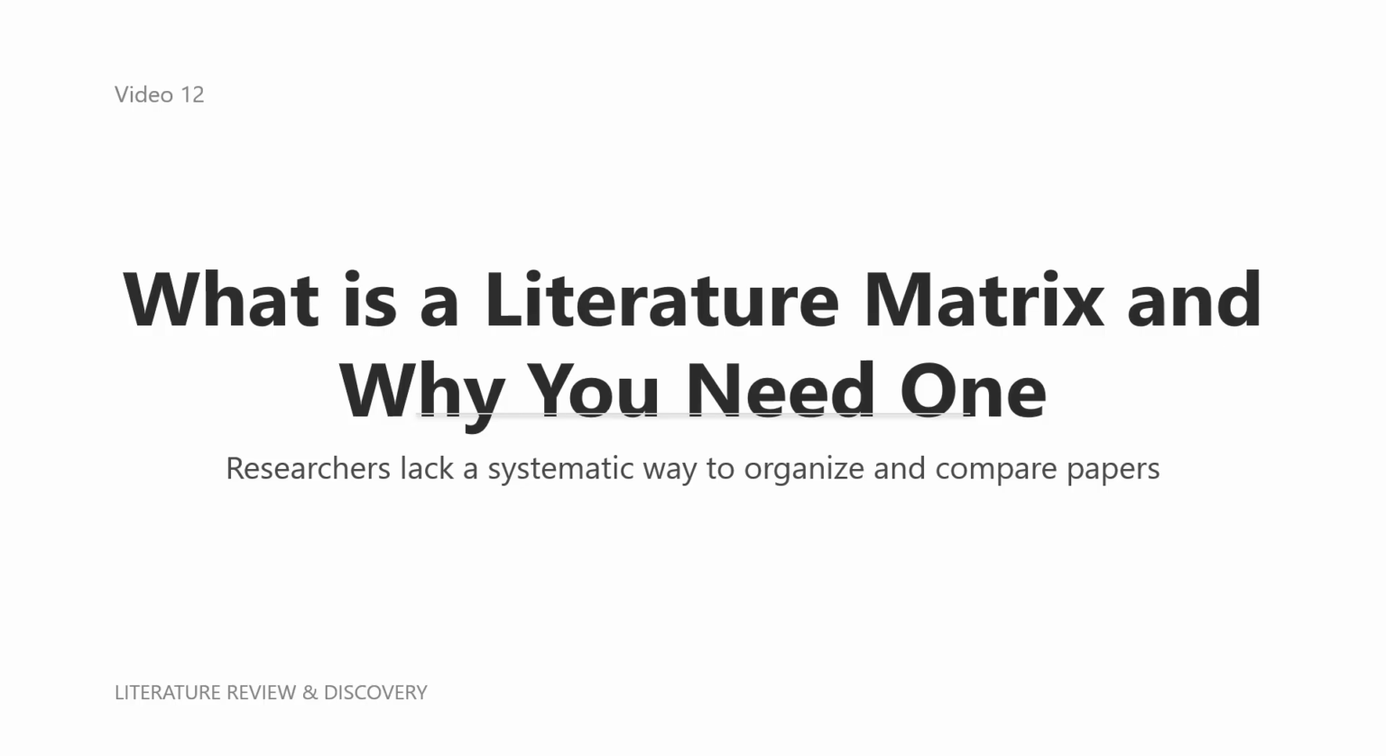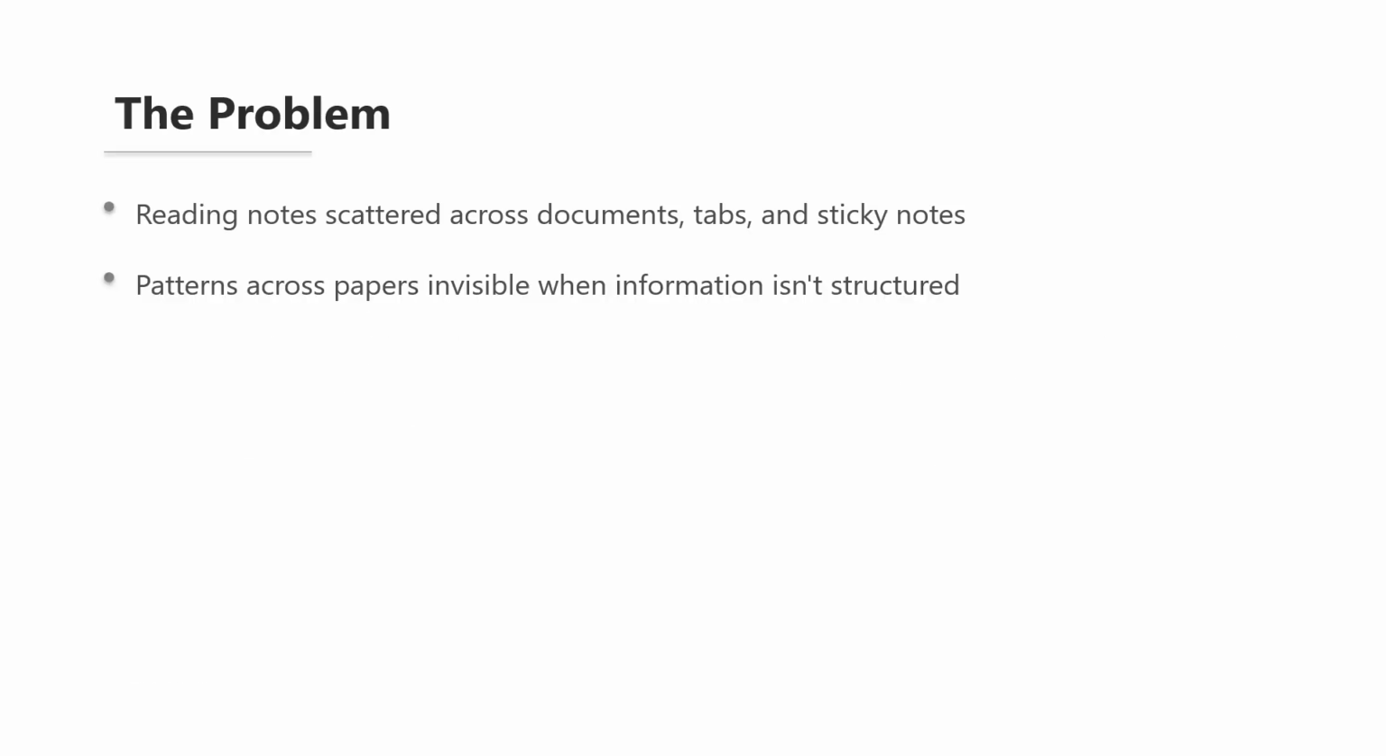Think about it. If someone asked you right now, how many of the papers you've read used qualitative methods versus quantitative, you probably couldn't answer without going back through all your notes. With a literature matrix, you can answer that in seconds. The question isn't whether to organize systematically, it's how, and that's what the literature matrix provides. The solution is the literature matrix, a structured table for organizing what you extract from papers.